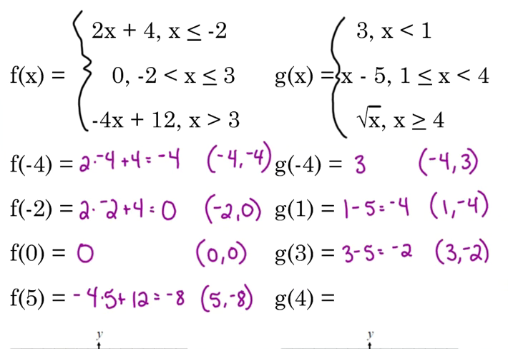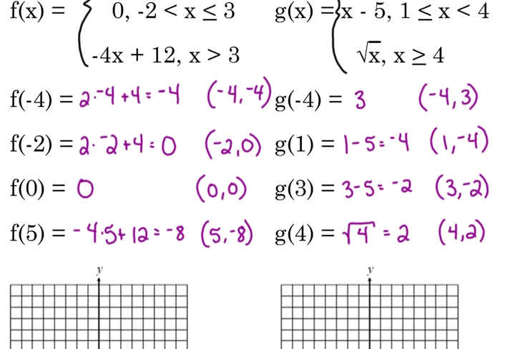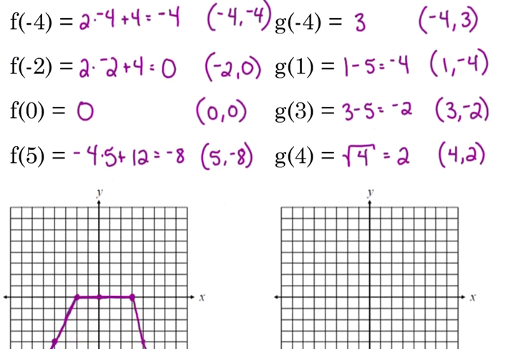And 4 is equal to 4, so that goes in our last piece. The square root of 4 is 2. So 4, 2. So start with these points again: negative 4, positive 3; 1, negative 4; 3, negative 2; and 4, positive 2.